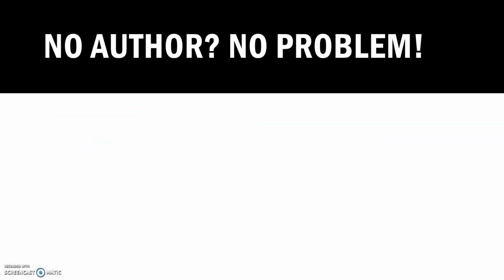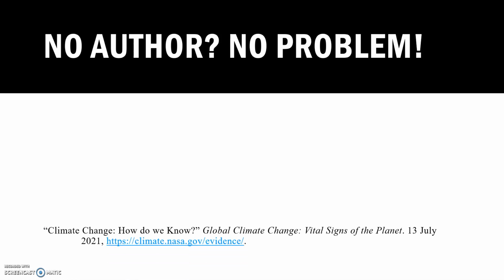If you have no author, no problem. A lot of websites, particularly government websites and organizations, will not have an author for information. So as I mentioned, you are going to use the very first part of the Works Cited. If you don't have an author, then you go immediately to the title of the article or the shorter piece, the web page, and so forth.